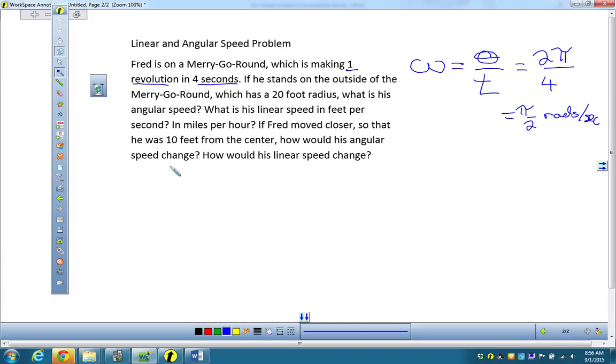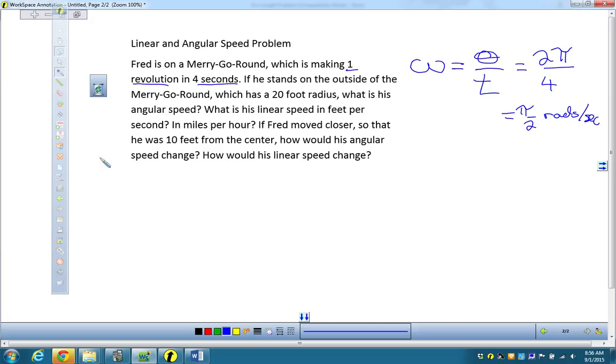If he moves closer, is his angular speed going to change? Is he still rotating the same number of revolutions per second? It's not going to take him more time to go around if he's on the outside than on the inside. But who's going faster, the guy on the outside or the guy on the inside? It's the guy on the outside. So angular speed doesn't change, it's always rotating at a certain rate. But the linear speed will change.